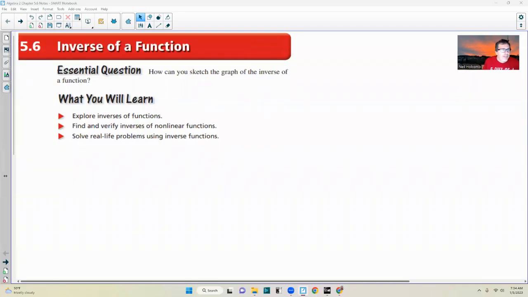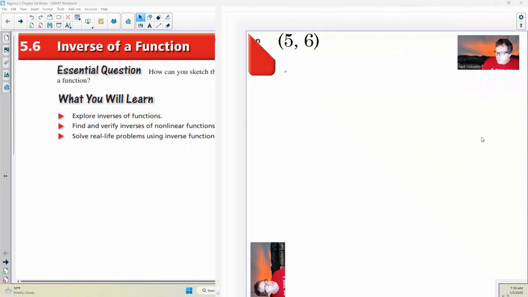Okay, this is chapter 5.6, inverse of a function. Essential question, how can you sketch the graph of the inverse of a function? What you will learn in this chapter is how to explore inverses of functions, find and verify inverses of nonlinear functions, and solve real-life problems using inverse functions. So here we go.